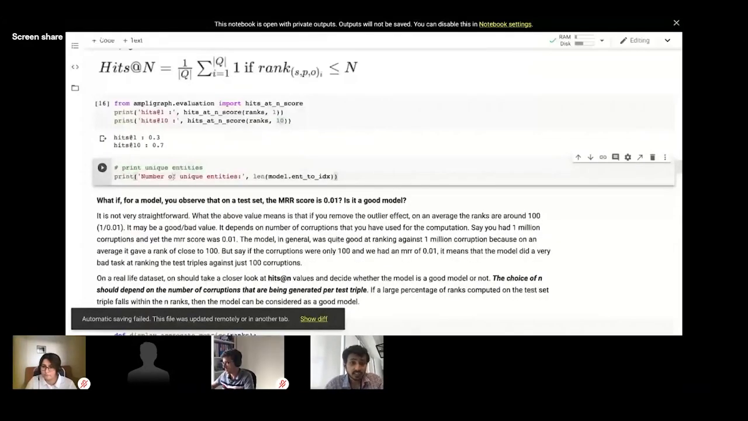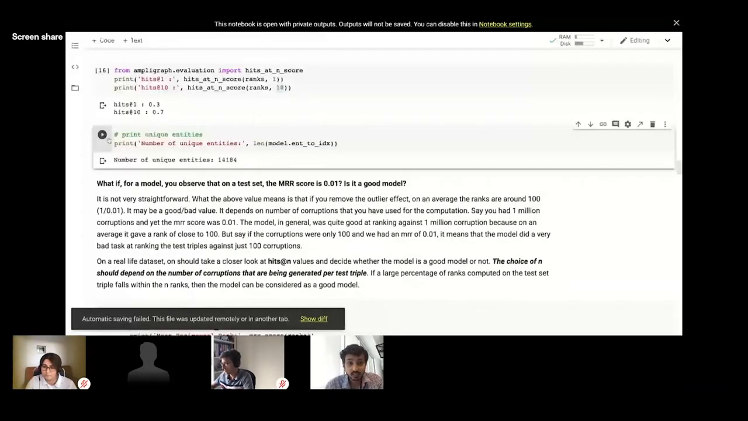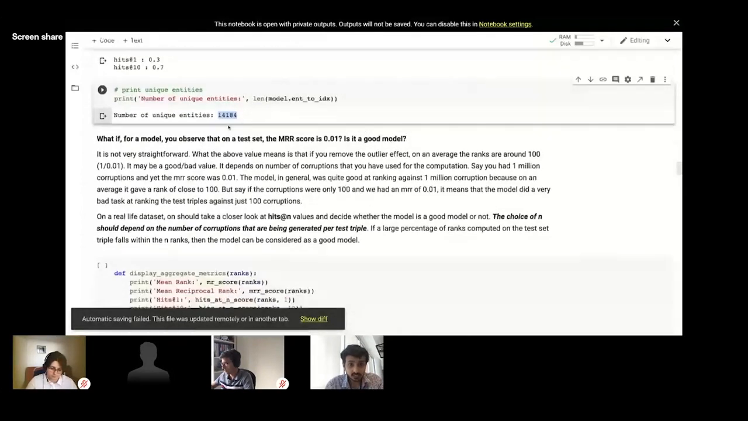Another thing to add here is that per triple in our test set, so we had 5 triples, the number of synthetic negatives that we generated for ranking was 14,000, because in our data set, we had 14,000 unique entities. So using model.n2idx, a dictionary which maps entity names to indices, when you take the length of this, you get the number of unique entities in our knowledge graph. So these many corruptions were generated.